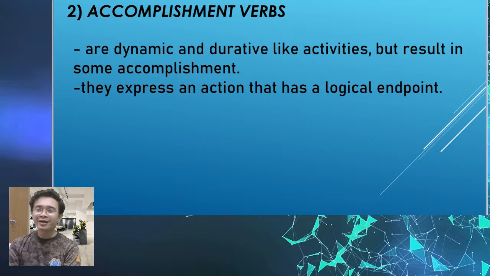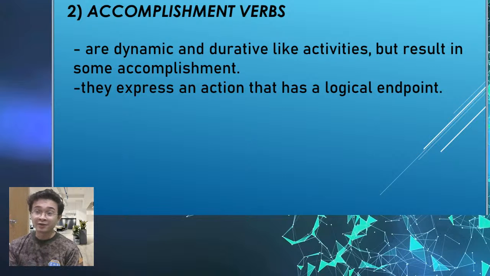Oh, now we have the second one. For the second one, we call this one accomplishment verbs. Accomplishment verbs are dynamic, of course. They show movement and are durative. When we say durative, guys, it means it shows duration, the length of something, or how long something will go or continue.